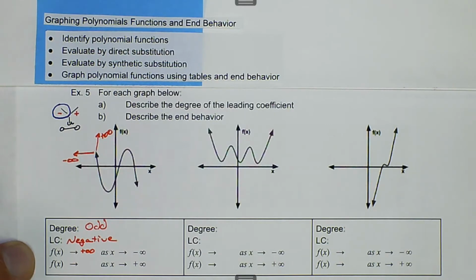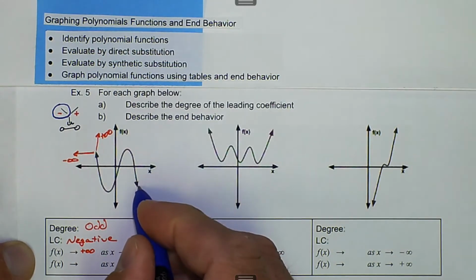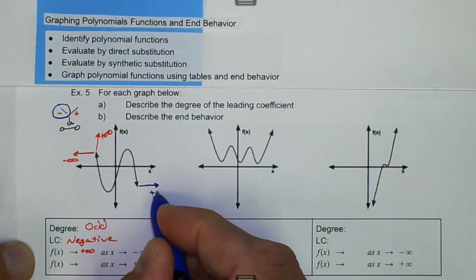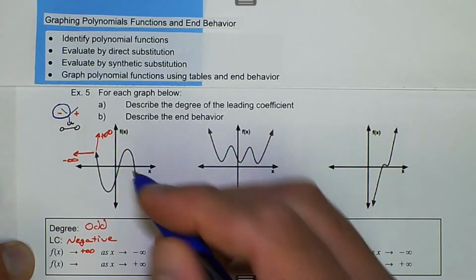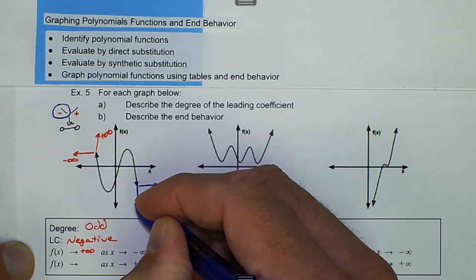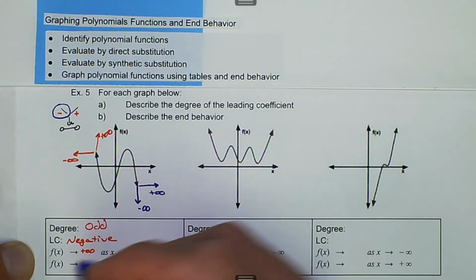Next thing I want to look at is as x goes to positive infinity. So as x goes to positive infinity, what does y do? Or what does the function do? The function goes to negative infinity.